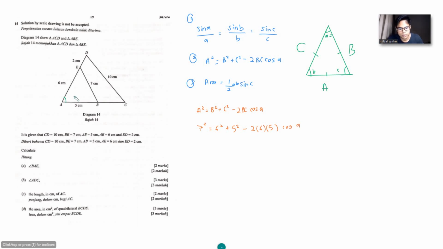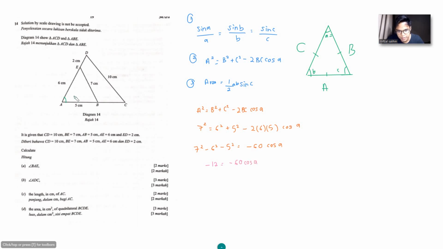So next we are going to find cos A. We will be transferring 6 square plus 5 square to the opposite side. So 7 square minus 6 square minus 5 square is equivalent to negative 2 times 6 is negative 12, and negative 12 times 5 is negative 60, negative 60 cos A. So now we'll just input everything inside the calculator. 7 square minus 6 square minus 5 square is equivalent to negative 12. So negative 12 is equivalent to negative 60 cos A.